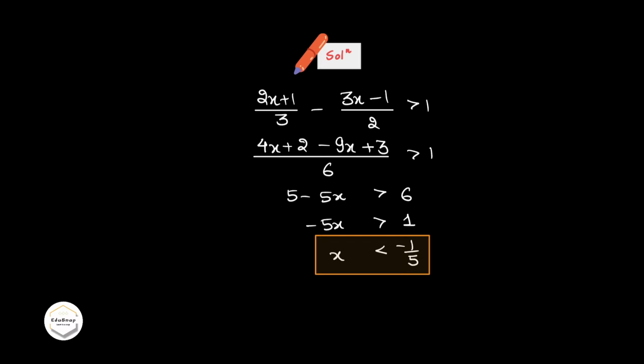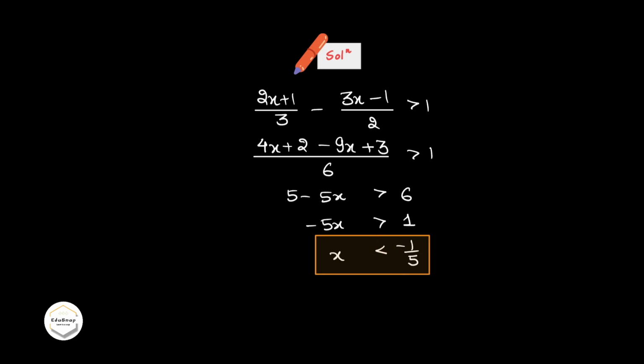Now next you have to divide by the minus 5. If you divide by the minus 5, here the sign of inequality will reverse, because whenever you multiply or divide with a negative quantity, it will change the sign here.